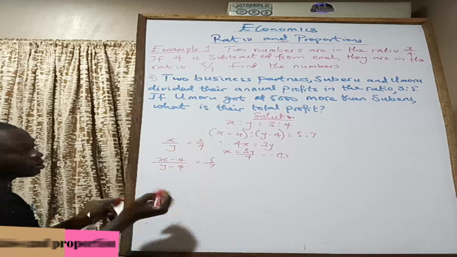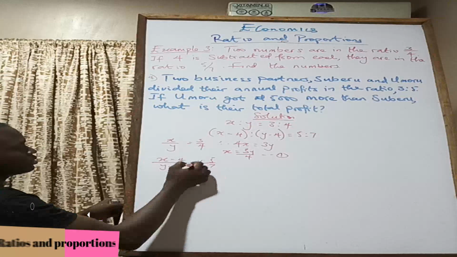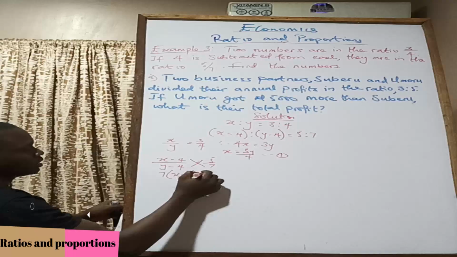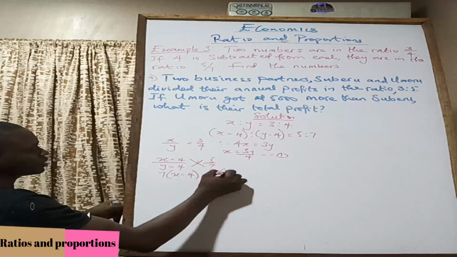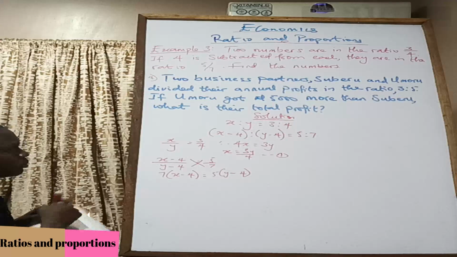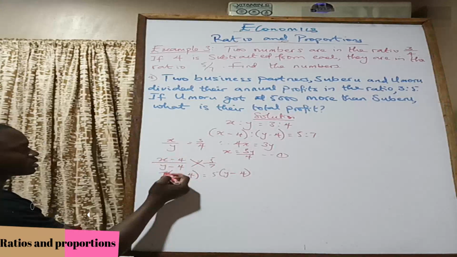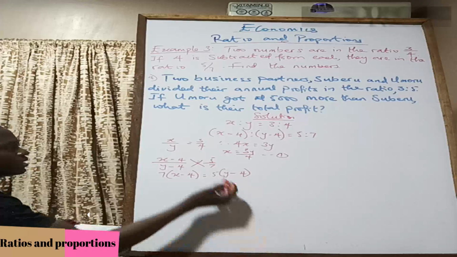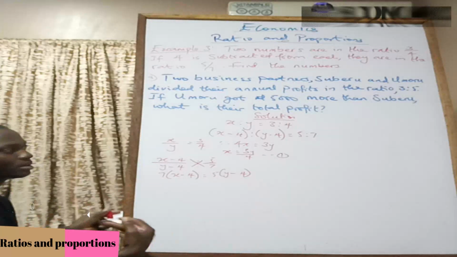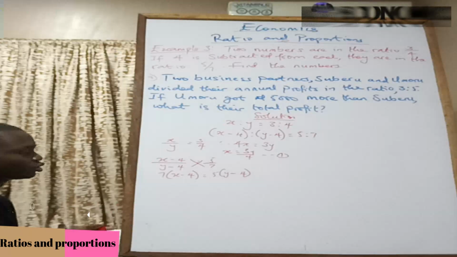So multiply through, but be careful please. When we cross multiply, 7 into bracket x minus 4, then 5 into bracket y minus 4. Like I said, be careful, because some students will just do 7 times x, 7x minus 4. So they forget that 7 is also meant to multiply 4. That's why I prefer to just leave it in brackets, so by the time I'm multiplying, I'll remember what I'm supposed to do.